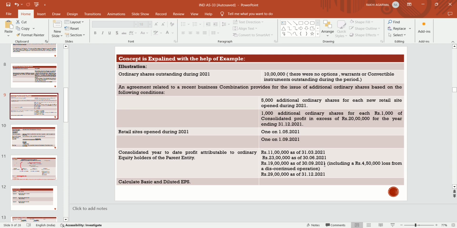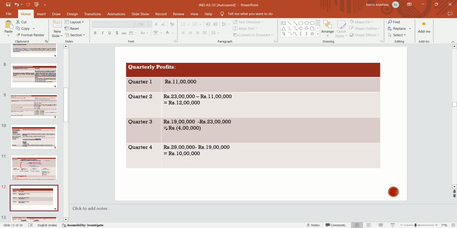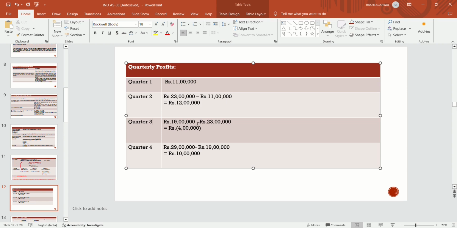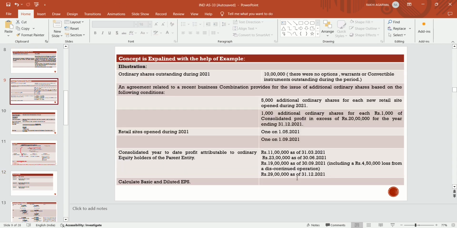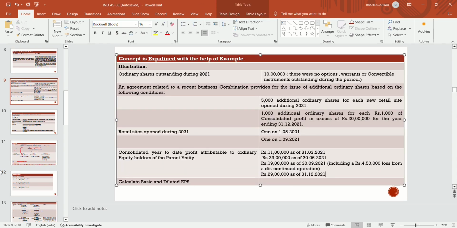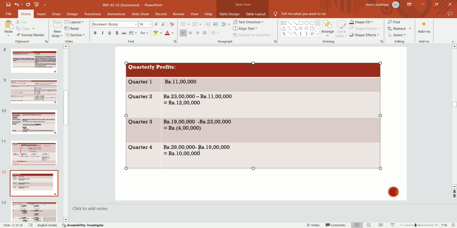Up to September the profit becomes 19 lakhs, which also includes the 4 lakh 5,000 loss from discontinued operation. So only quarter 3 profits becomes, because 19 lakhs is the profit for up to September, and 23 lakhs is the profit up to the second quarter. So we have to reduce to get the quarter 3 profits. So quarter 3 there is a loss, and in quarter 4, up to quarter 4 means the whole year profit is 29 lakhs. We have to determine the quarter 4 profit only. So 29 lakhs minus 10 lakhs. So 10 lakhs is the profit related to quarter 4.